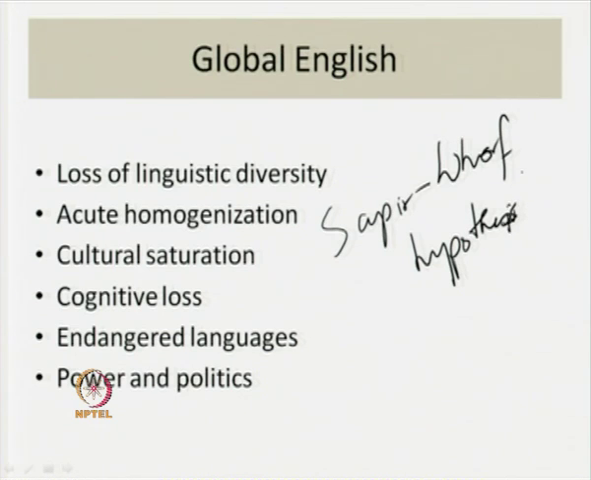And similar theories go on to propose that the language you speak determines your view of the world, the language you speak determines your perceptions. So, some linguists would go on to argue that the loss of a language is not just a loss of words, not just a loss of a particular syntax, not just a loss of phonology. It is also the loss of perception, another, so to speak, window to the world. So, loss of linguistic diversity is one important point as far as the risks of global English are concerned.